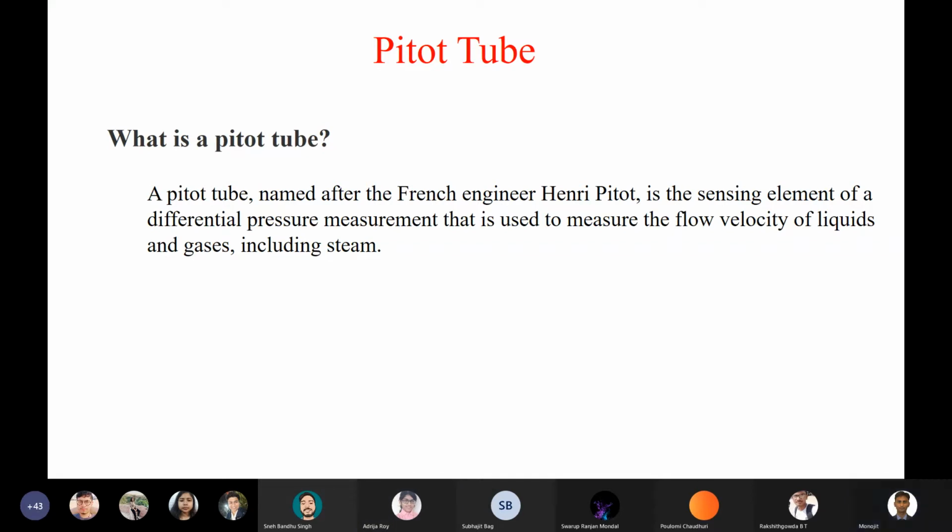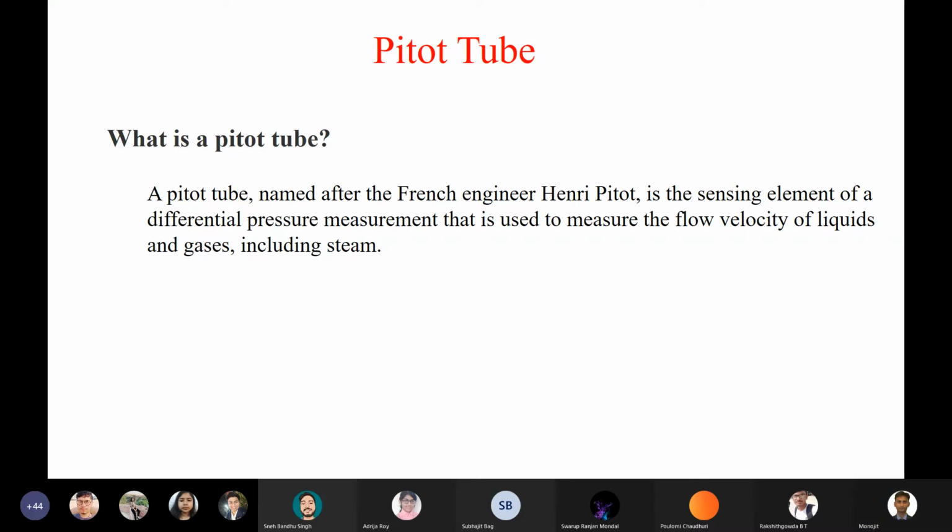Before going into the details of that, let's first see what a pitot tube is. The name pitot tube comes from a French engineer, Henri Pitot. This has nothing to do with the working principle; it is just a brief history. This is a sensing element of a differential pressure measurement that is used to measure the flow velocity of liquids and gases, including steam.